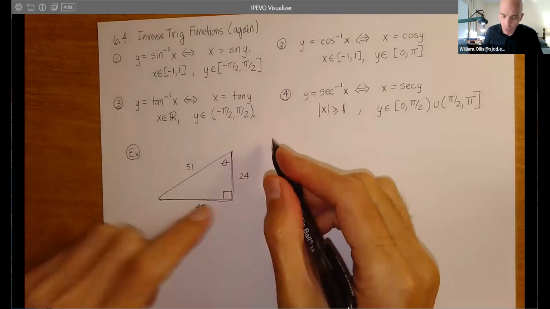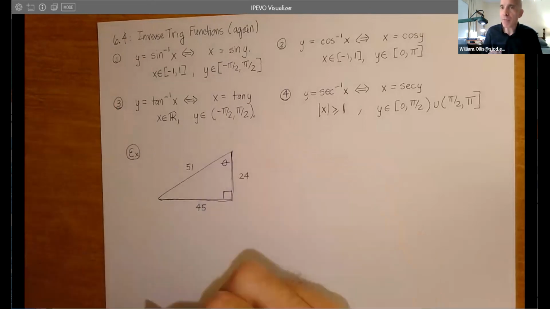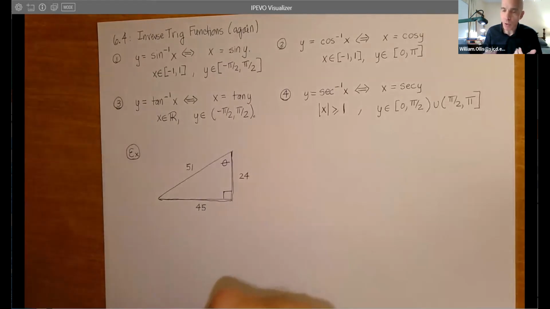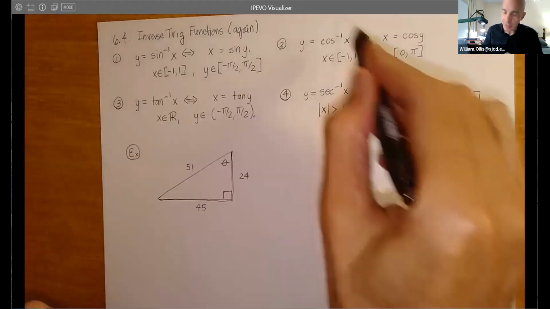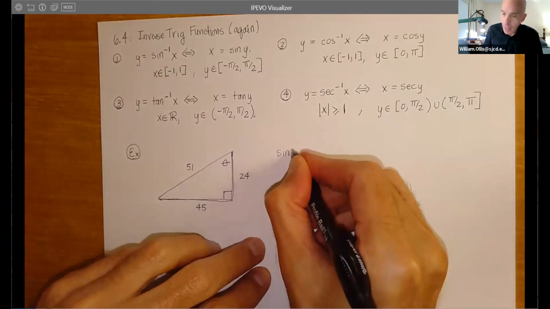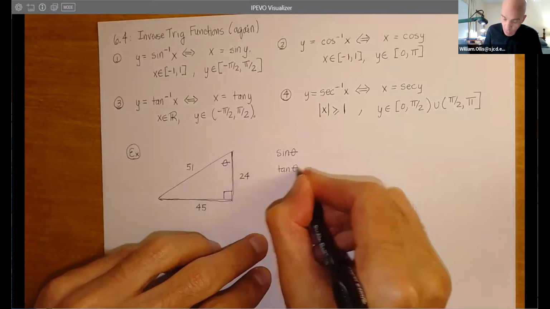Now, what we want to do is just say, okay, well, what do we know about theta? What do we know about theta in terms of the standard triangles? Well, for instance, I'm going to write down 3 trig functions that appear out of this list. So we're going to have sine theta, we're going to have tangent theta, and also cosine theta.